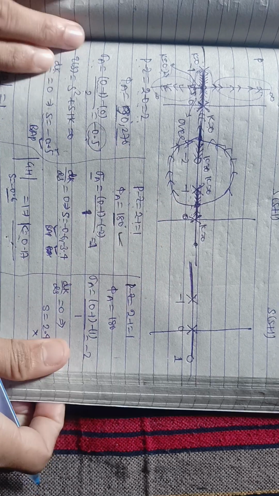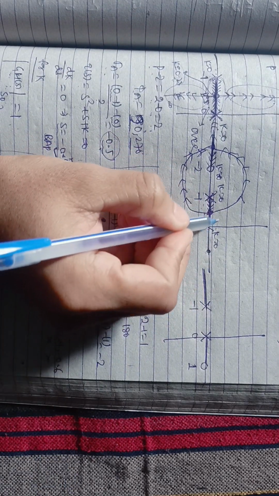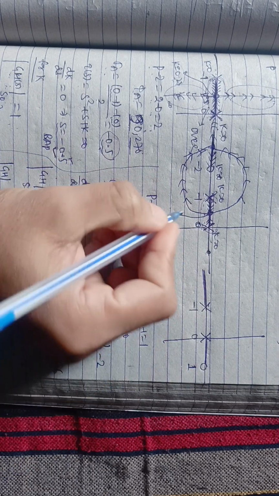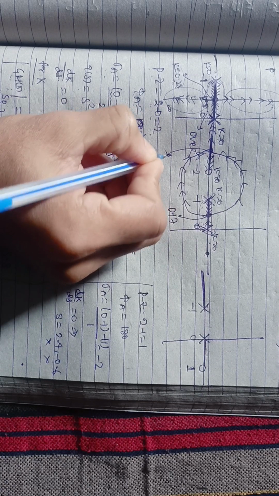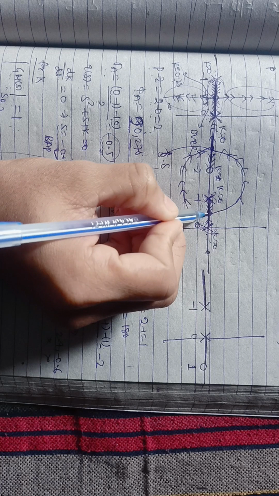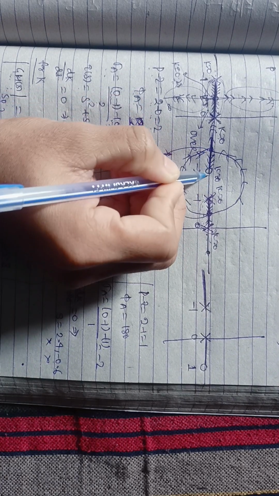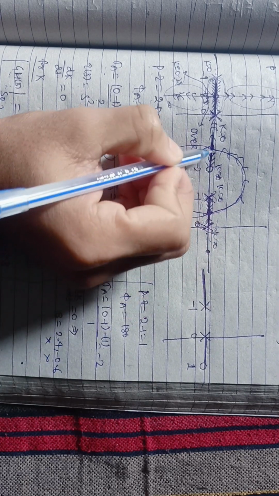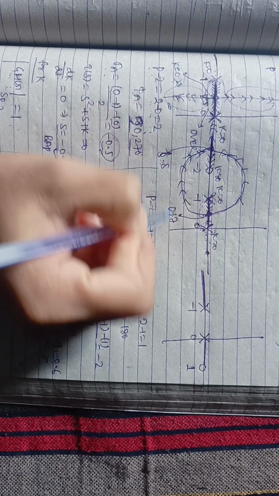If you have to comment on the damping nature, on the real axis it is overdamped. So k equal to 0 to k equal to 0.17 is overdamped, and similarly k equal to 5.8 to infinity is overdamped. Underdamped is k equal to 0.17 to k equal to 5.8, and at this point it is critically damped.